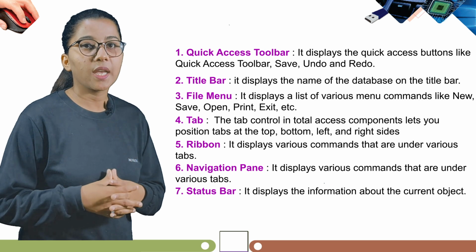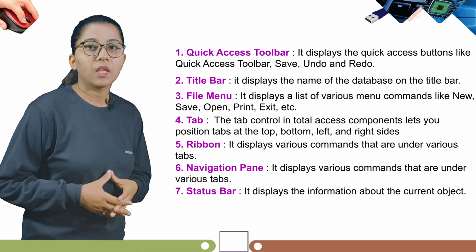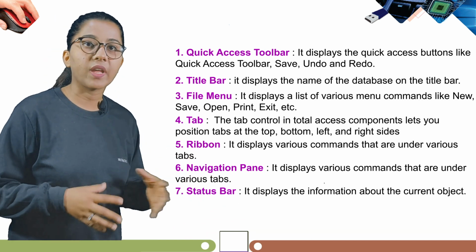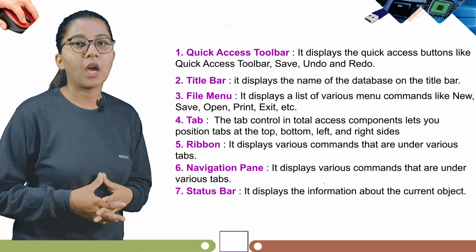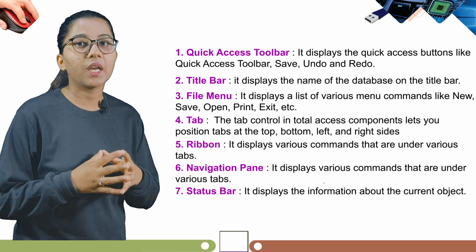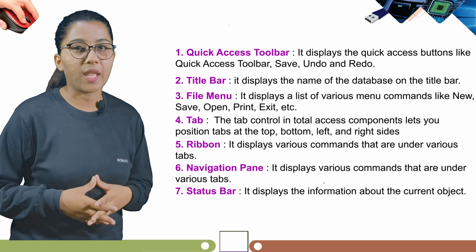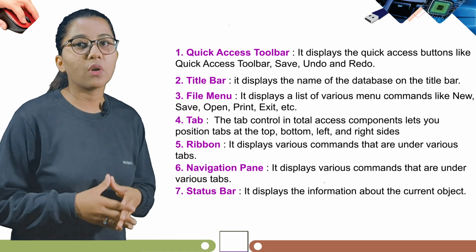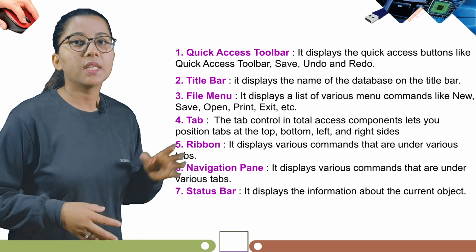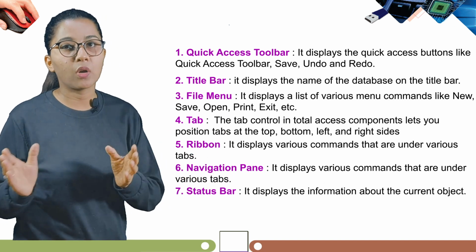Now fourth is tab. The tab control lets you position tabs at the top, bottom, left and right sides. Now fifth is the ribbon. It displays various commands that are under various tabs. Now sixth is the navigation pane. It shows a list of all the available database objects. Then seventh is the status bar. It displays the information about the current object.